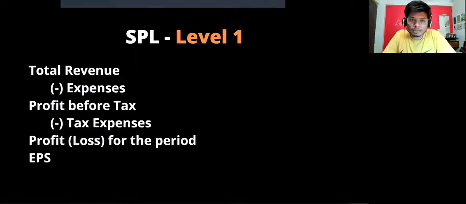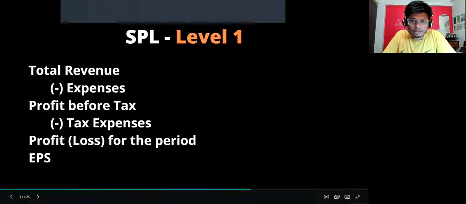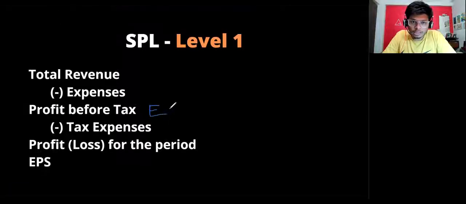So this part, if I annotate this one, is called earning before tax, EBT, and this thing is called profit after tax. So these are two important terms that you will be hearing all the time.